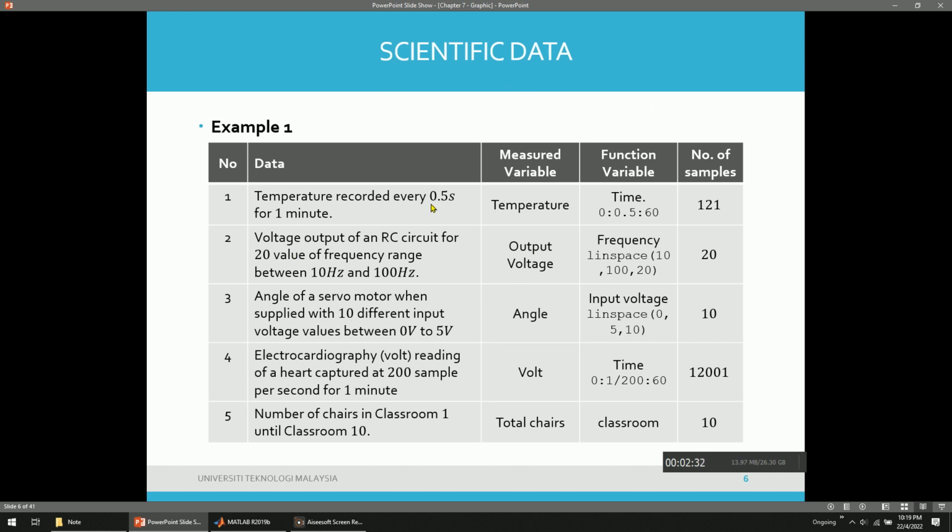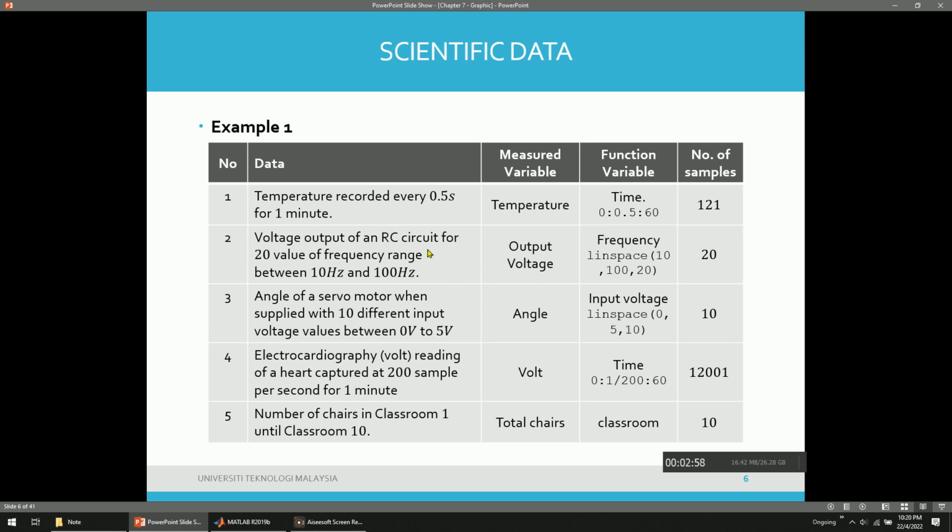Temperature recorded every 0.5 seconds for 1 minute. You can see here the x-axis is the time, starting at 0 with a step of 0.5 until 1 minute. 1 minute is 60 seconds, so the number of samples is 121. The measured variable is the y-axis, the temperature. It goes something like this.